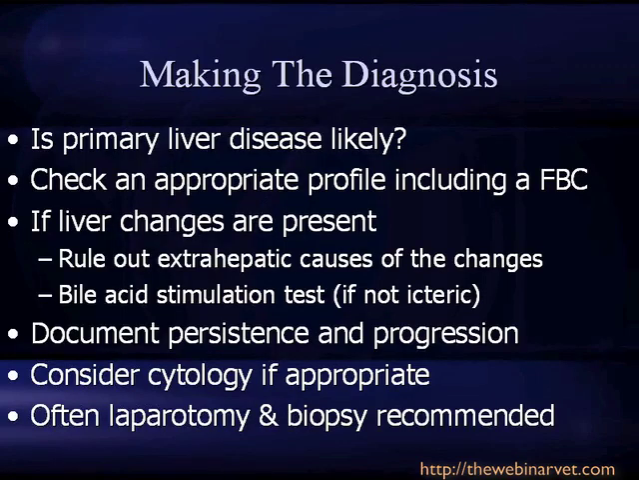So to try and pull that together, then we start off by considering, is primary liver disease likely? We need to choose an appropriate profile, including a full blood count. And if we find liver changes there, we need to think about, could this be a consequence of extrahepatic disease, these reactive or secondary hepatopathies? And if so, we need to treat them and then come back and look again. And then thereafter, look to document persistence and progression. Cytology's got a role, but it's not a substitute for a biopsy. And sadly, that's where we may necessarily end up in some of these chronic cases.